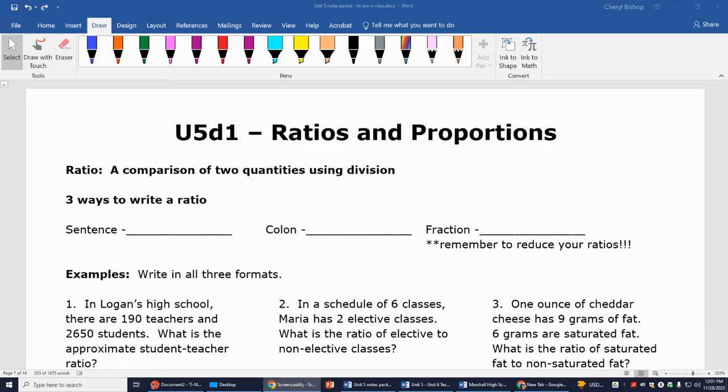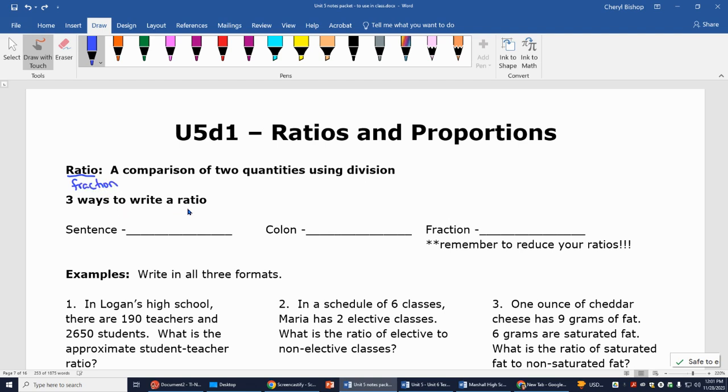5, Day 1, Ratios and Proportions. We have seen ratios before. A ratio is a comparison of two quantities using division. So if you think of what it looks like when you have something divided by something else, this is really just a fancy word for a fraction.